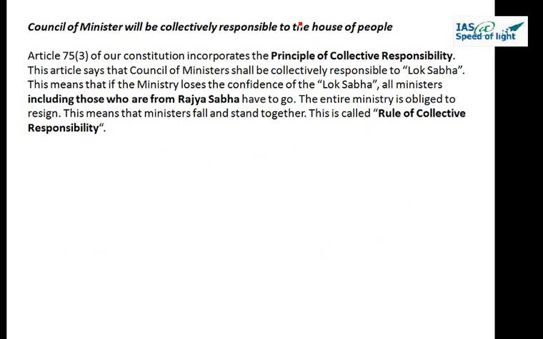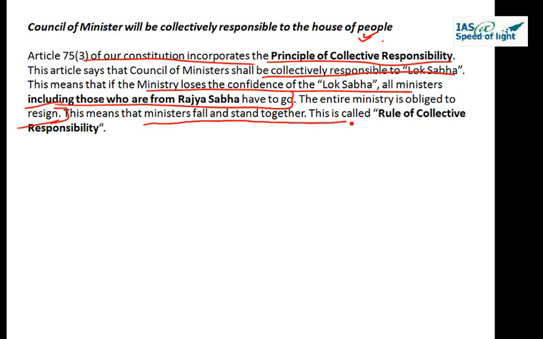Now, the Council of Ministers will be collectively responsible to the House of the People. We have seen that Article 75(3) of our Constitution incorporates the principle of collective responsibility. This article says that the Council of Ministers shall be collectively responsible to the Lok Sabha. So, if the government loses the confidence, all of these ministers have to go. This means that if the ministry loses the confidence of the Lok Sabha, all ministers, including those from Rajya Sabha, have to go. So the entire ministry is obliged to resign in case the government loses confidence in Lok Sabha, and this means that ministers sink or swim together. This is known as the rule of collective responsibility, which we have seen.